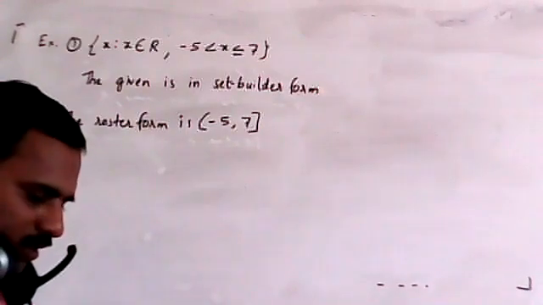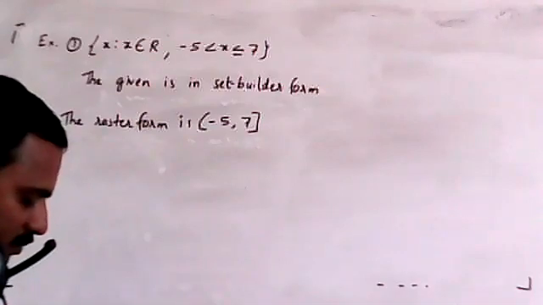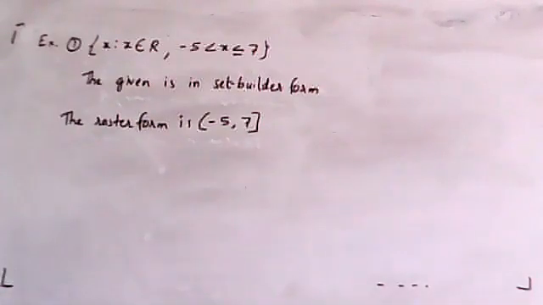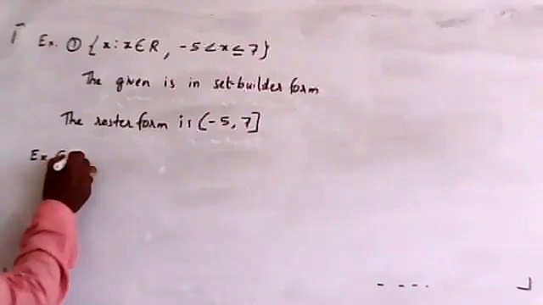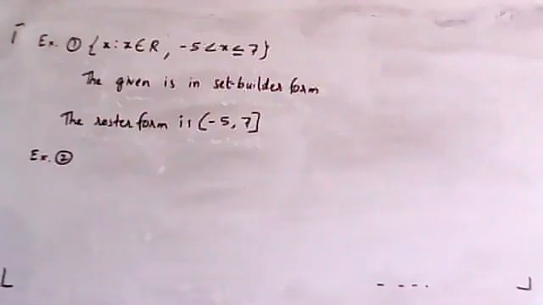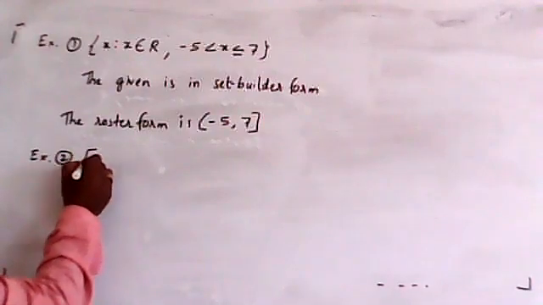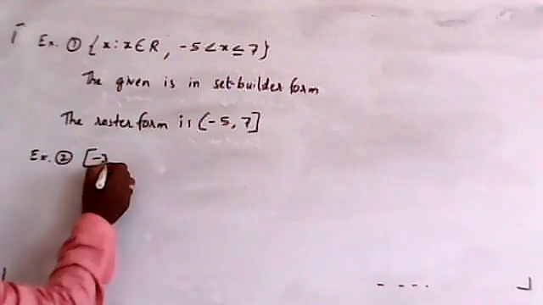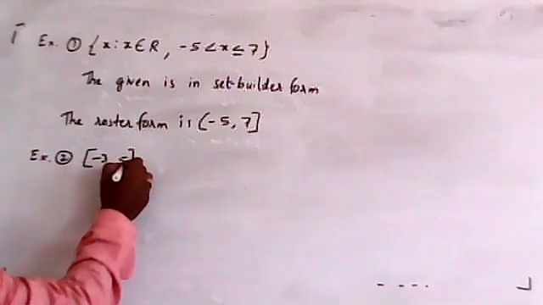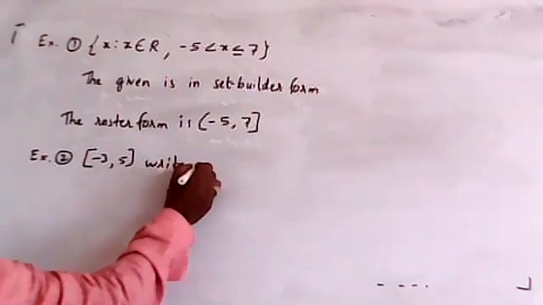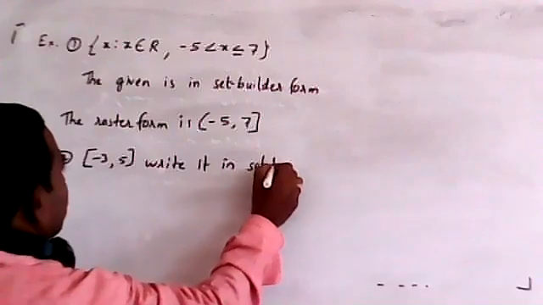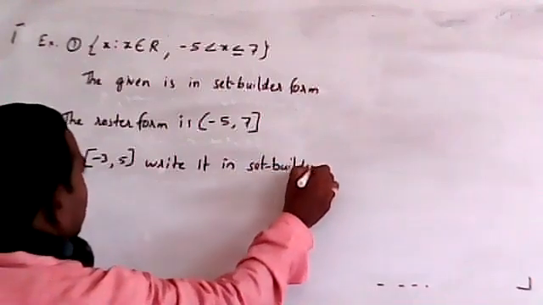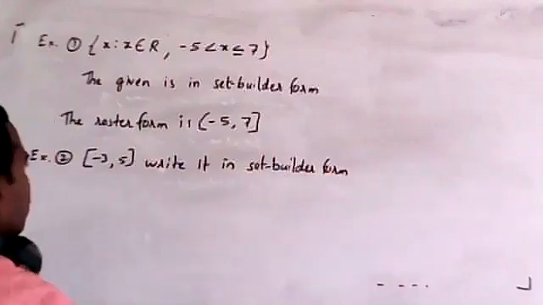Let us take one more example, whether you are able to make it or not. Now I'll give one more. Example two. This time I'll give the set in interval form. Write it in set builder form. How can you write that?